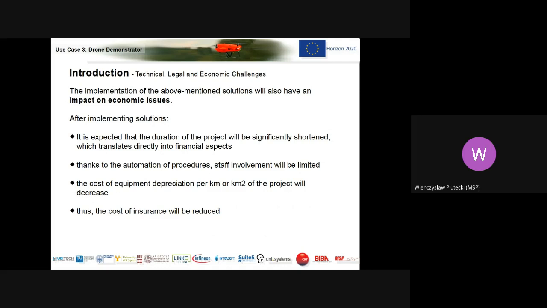And of course, economic challenges. These actions should end with the reduction of costs, because this is simply a business. It is expected that the projects will be significantly shortened in time, and this would translate directly into financial aspects. We can reduce the cost also by limiting the staff involvement, gained by the automation of procedures. And if we shorten the time of the project, the cost of equipment depreciation per kilometer of a linear project or per square kilometer of an area project will decrease. And in such cases, at least some of the insurance costs should be reduced.